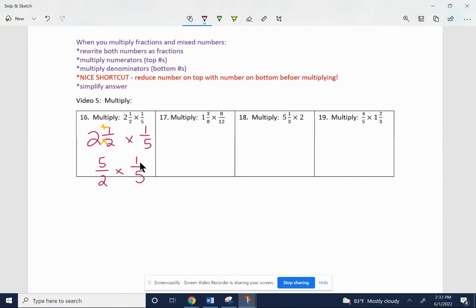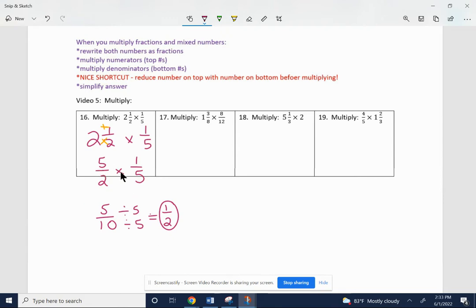5 times 1 is 5. 2 times 5 is 10. So my answer is 5/10, which is perfectly good. It's really good, though, to reduce that. 5 divided by 5, 10 divided by 5. See, 5 goes into both of those. 5 divided by 5 is 1, and 10 divided by 5 is 2. So 1/2 is the best answer.